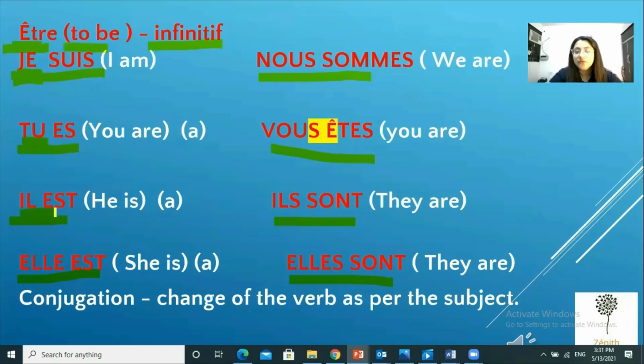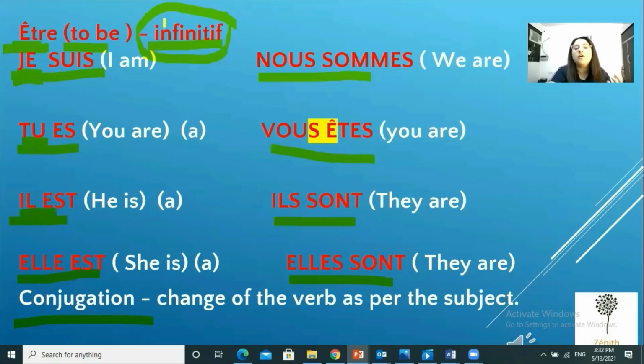This happens in English as well. For example, in English, we have the verb to be, but with I, it becomes I am. With you, it becomes you are. With he or she, it becomes is. She is, he is. Similarly, this change in the verb is conjugation. When you change the infinitive form of the verb as per the subject, that change is the conjugation of the verb. So when I say let's do the conjugation, I mean I want to change the infinitive form as per the subject.